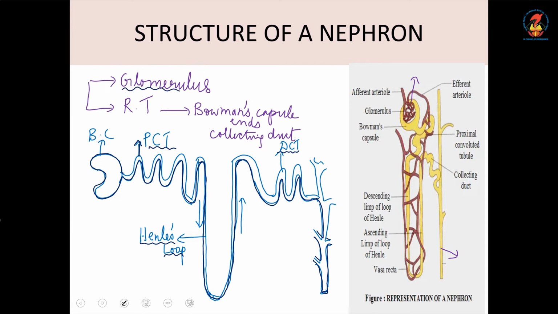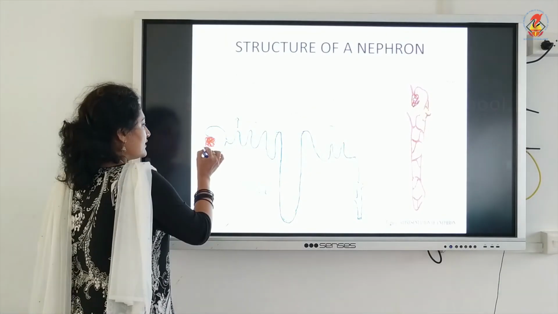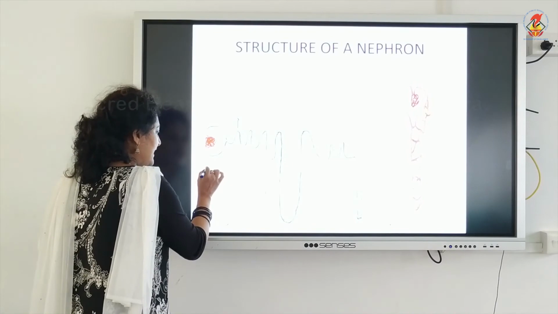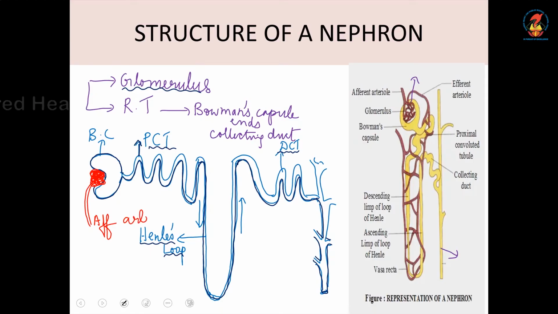Now, the second structure is the glomerulus. The glomerulus is a tuft of capillaries, a cluster of capillaries in the concavity of the Bowman's capsule. The blood vessel entering the glomerulus is called the afferent arteriole, and the blood vessel emerging out is called the efferent arteriole. Don't forget, afferent is the blood vessel entering the glomerulus and breaking up into fine capillaries which form a network or cluster in the Bowman's capsule. This cluster or tuft of blood capillaries is called the glomerulus. And the blood vessel that emerges out is called the efferent arteriole.